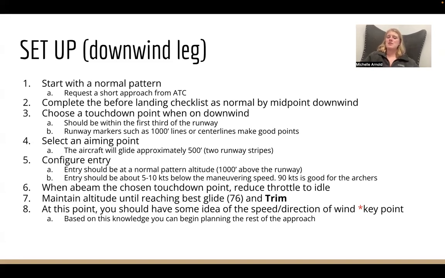But then you want to also choose an aiming point, which is about 500 feet before that. So a lot of times I will choose the third stripe and the numbers as my aiming point. Okay. Configure the entry. Entry should be at a normal pattern altitude, so 1,000 feet above the runway, and you should be at 5 to 10 knots below the maneuvering speed. So for the Archers, a lot of times we'll use 90 knots, which is normal for being in the pattern. When you're abeam the chosen touchdown point, you want to reduce the throttle to idle. This is simulating a loss of power.